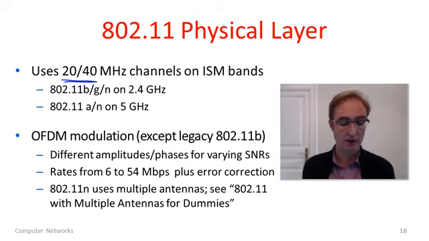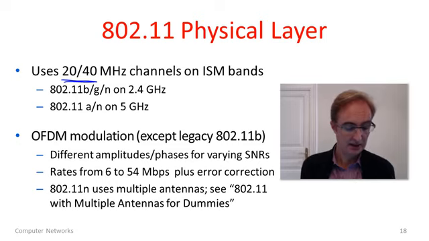Of the different flavors of Wi-Fi, 802.11b and G, and also N, they're all different flavors of Wi-Fi that work differently at the physical layer. They're the same at the link and higher layers mostly. These flavors of Wi-Fi operate on the ISM bands around 2.4 gigahertz, and the 802.11a and N flavors work around 5 gigahertz. So N is capable of working in either one.